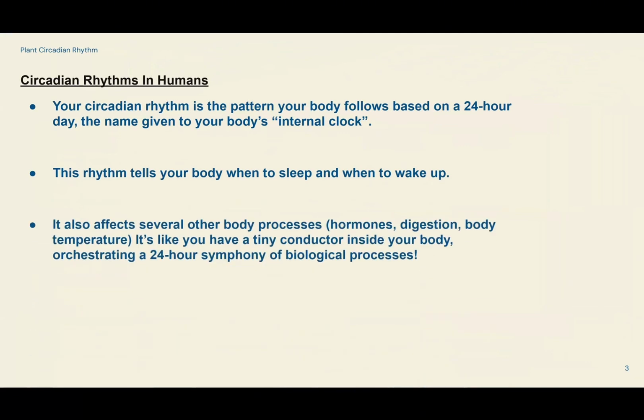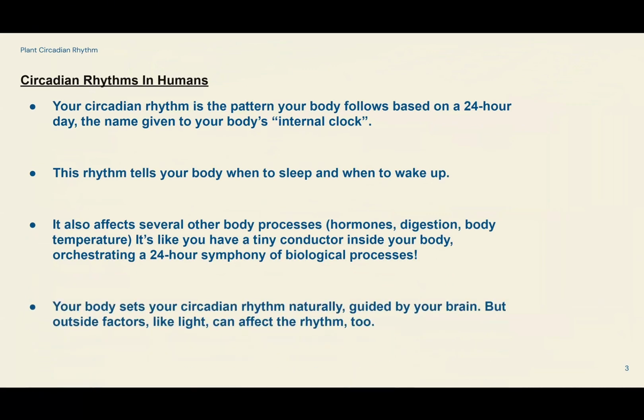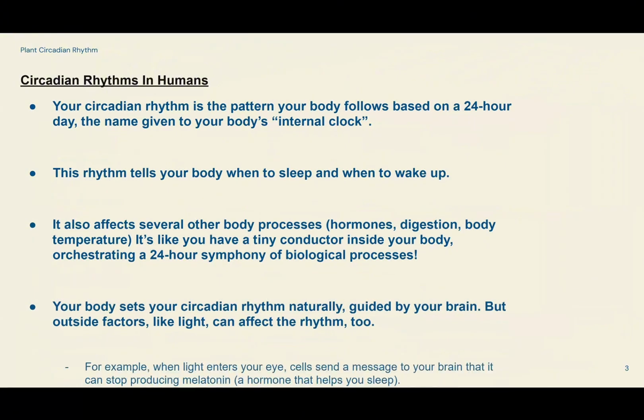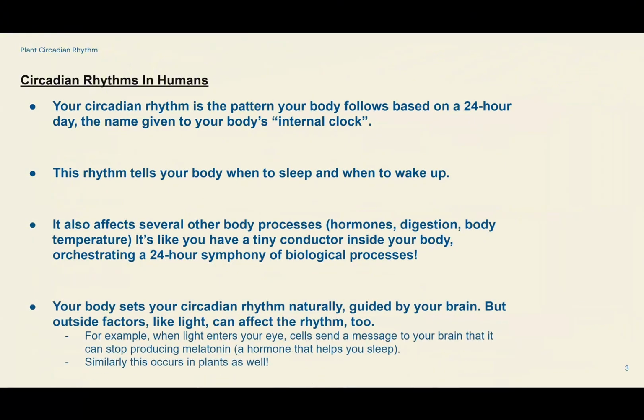It also affects several other bodily processes like your hormones, digestion, and body temperature. It's like you have a tiny conductor in your body telling it what to do. Your body sets your circadian rhythm naturally and it's guided by your brain. But outside factors like light can affect the rhythm too. So, when you're up at night looking at your screen, you have trouble falling asleep, because your brain stops producing melatonin, which makes it hard to sleep.